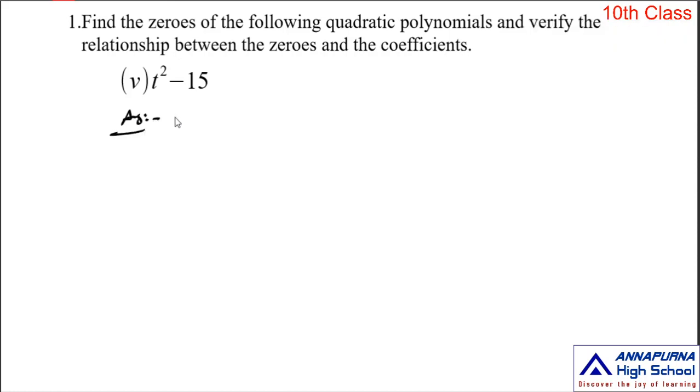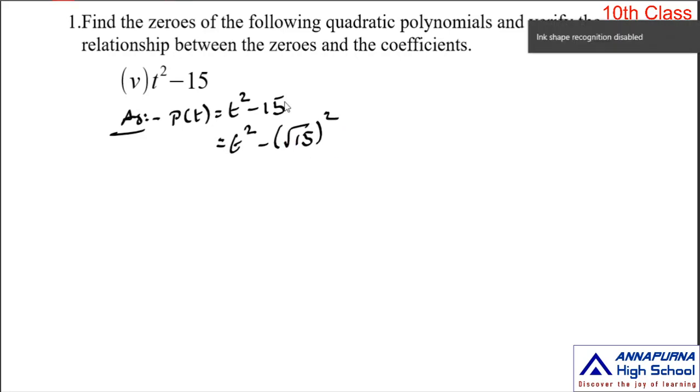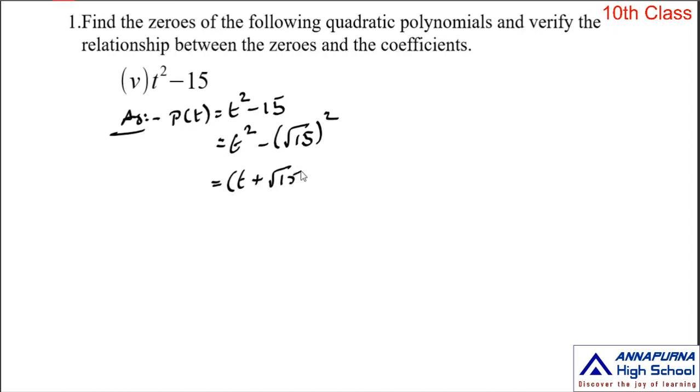Let's come to the next one, the fifth one. It is p of t is equal to t square minus 15. Observe this polynomial, it is also not in standard form. Here the middle term is missing. Then what do we do? It is very simple. See, t square minus 15 we can present as t square minus root 15 whole square. Now observe this, it is in the form of a square minus b square, so it is equal to a plus b into a minus b, that means t plus root 15 into t minus root 15.